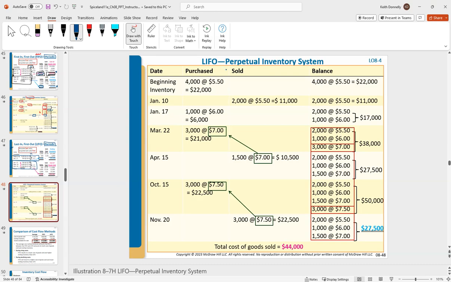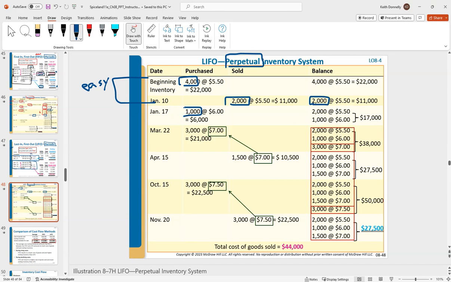How do you do LIFO perpetual? Well, we know that you have to keep a live tally. Every time we have a transaction, we have to update for it. So let's analyze this. It starts out easy. We start with 4,000 at 550. We sell 2, and we can draw right from that pile. We're going to have 2 left at 550, all the same cost. So we're at 4, we sell 2, and our balance is 2.